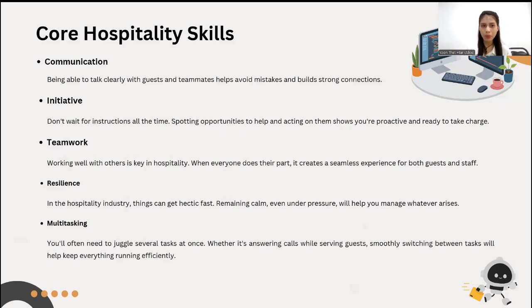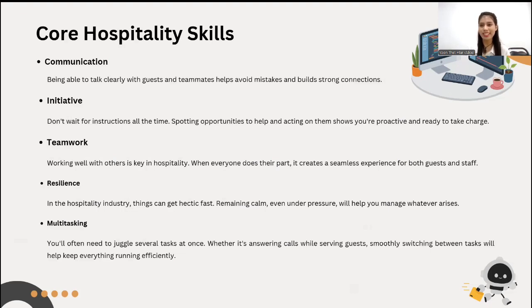This one is quite mind-blowing because people usually wait to get instructions. However, in the hospitality industry, don't wait for instructions all the time because you need to spot opportunities to help and act on them by showing that you're passionate and proactive and ready to take charge. And the next one is teamwork. Teamwork is a very essential skill in every sector. In hospitality, working well with others is key. When everyone does their part, it creates a seamless experience for both guests and staff.